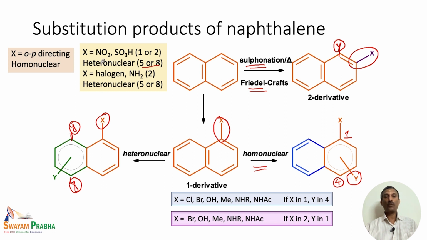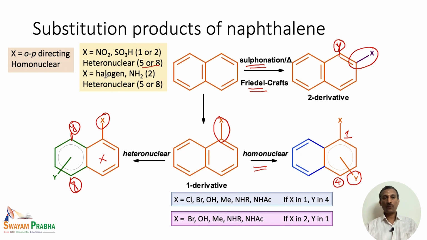Because the nitro group is a deactivating group. That is the reason the substitution does not take place in this particular ring. The substitution takes place in the other ring. And of course, if the X is a halogen or amino group, when it is present in position number 2, at that time also the heteronuclear substitution takes place. So these are the ways by which we can understand, depending on what group is present, where the substituent is going to go.